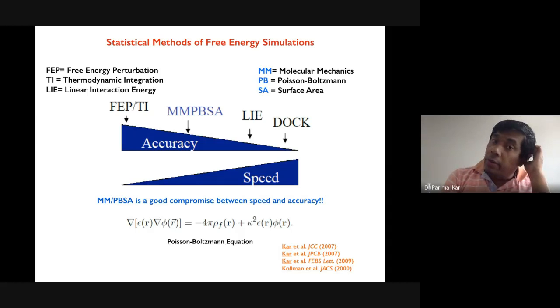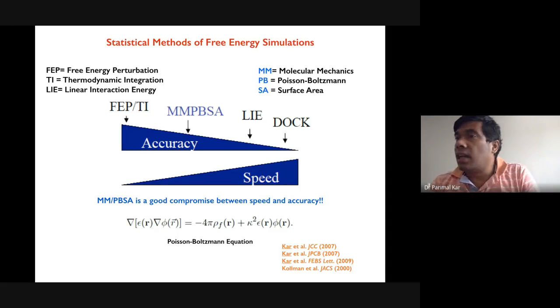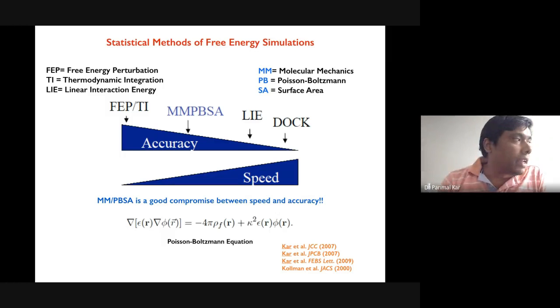So free energy perturbation or thermodynamic integration is the most accurate computational technique available to us to compute the binding free energy, but it is a very computer-intensive simulation. You need large computational resources for this one. Docking is a very fast method, but it is also the least accurate compared to other methods. There is another method called LIE, the linear interaction energy method, which is better than docking. It is fast also, but the accuracy is not up to that level.